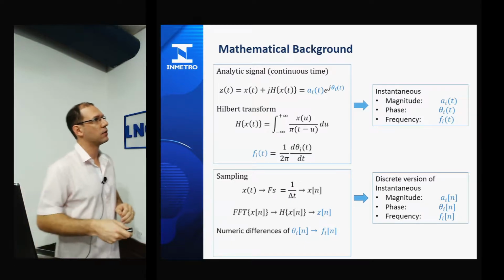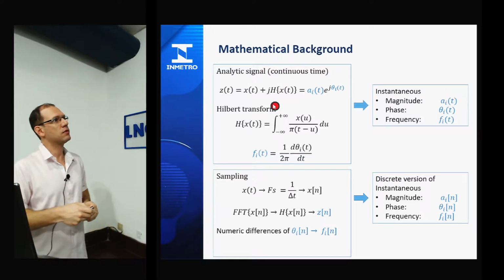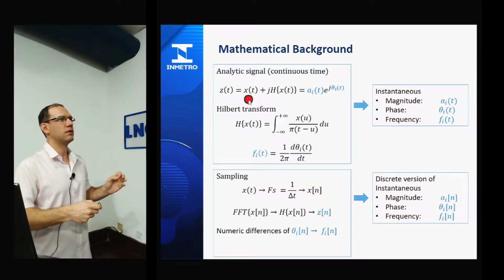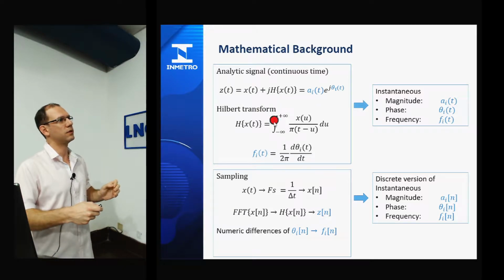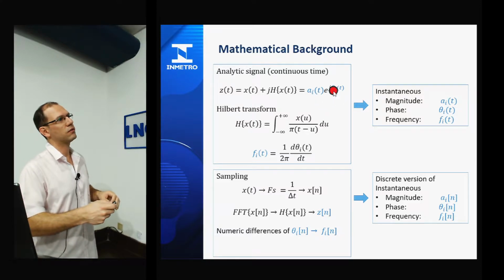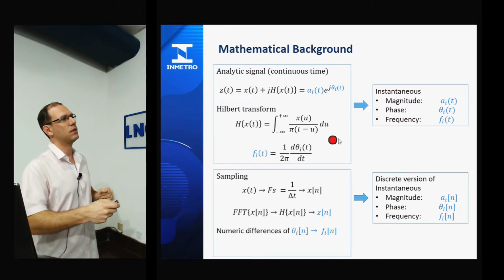In continuous time, we have an analytic signal, Z, which is formed by a signal, X, and its Hilbert transform given by this equation. From the analytic signal, we can have an instantaneous magnitude signal and an instantaneous phase signal. From the instantaneous phase, if we take the derivative, we have the instantaneous frequency.